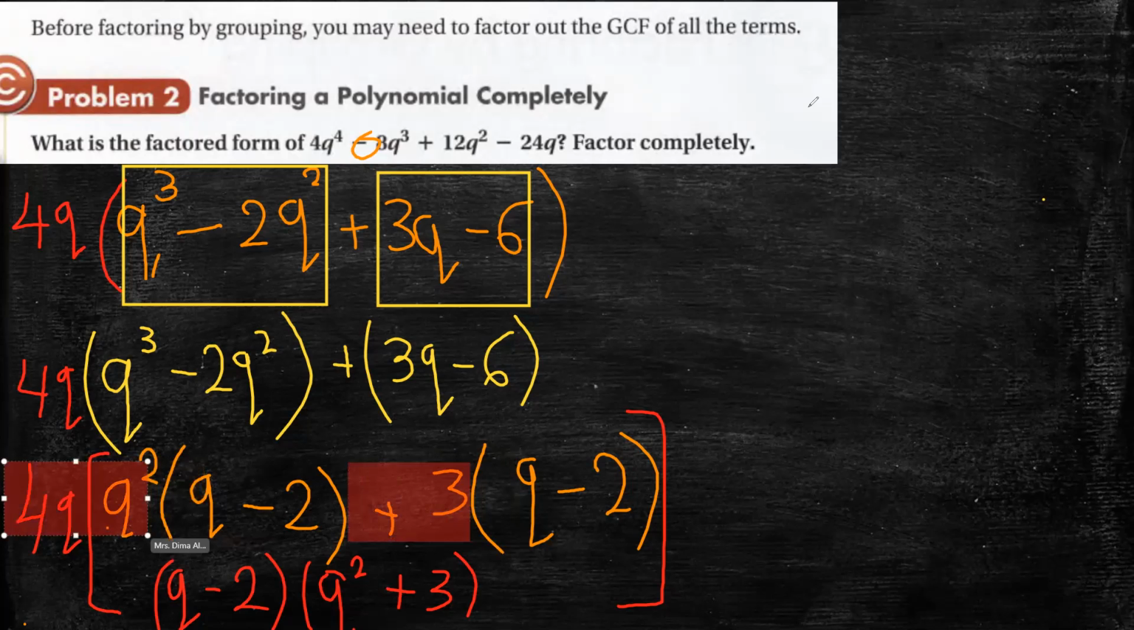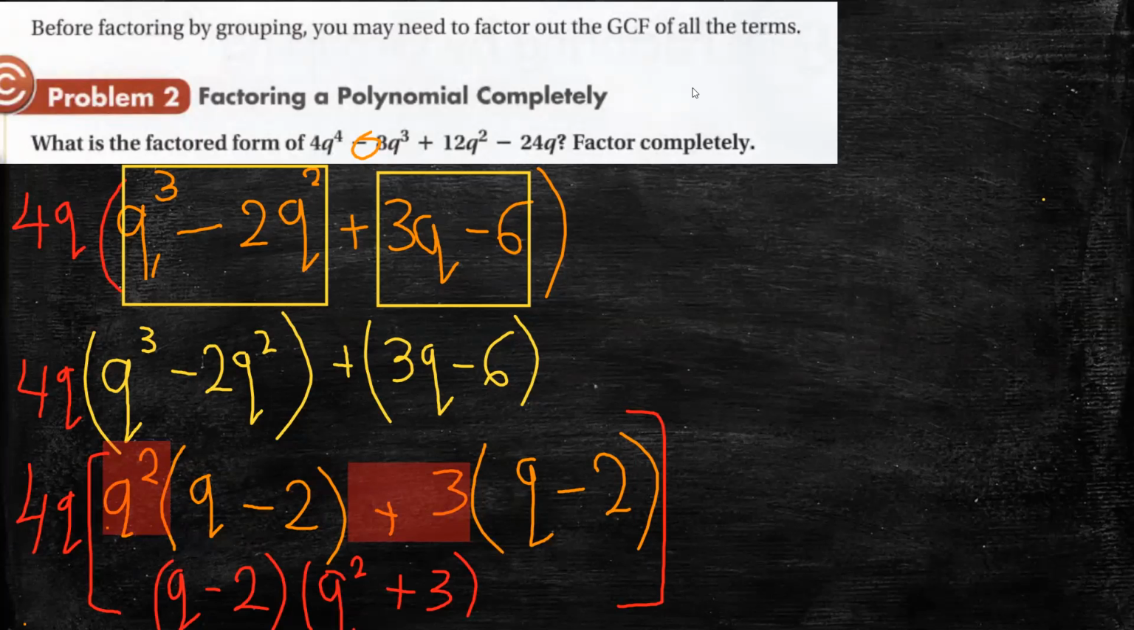So here I will repeat: since I take q minus 2 as a common factor, we will have q squared plus 3 in common. They will be left, which I wrote here. Then after that, let's now rewrite it.